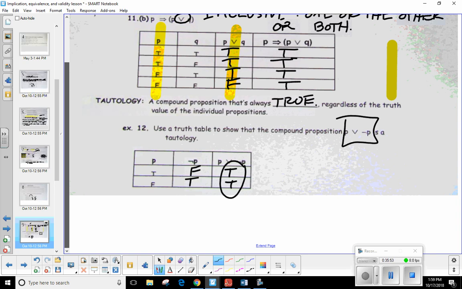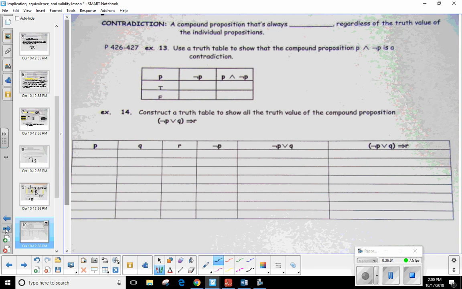I think we're actually almost done. We can go ahead and at least introduce the other one before I pass back some papers. Now, a compound proposition that's always false, regardless of the truth value of the individual propositions, that is what we call a contradiction. Use a truth table to show that the compound proposition, the conjunction of P and not P, is a contradiction. And you know what should have been? Instead of P, I wish they'd used B. B or not B, to be or not to be. Come on, man, I could have done so much with that.